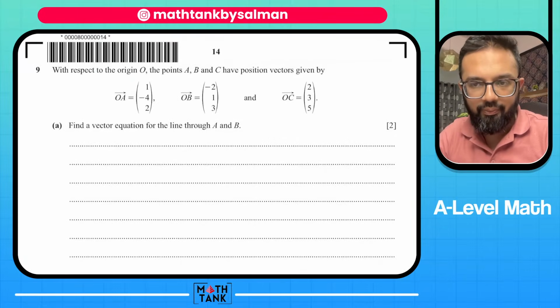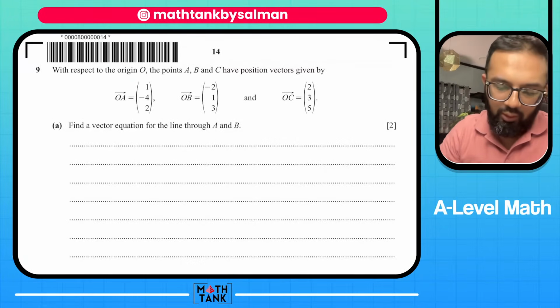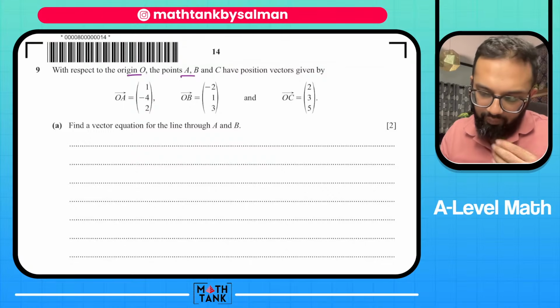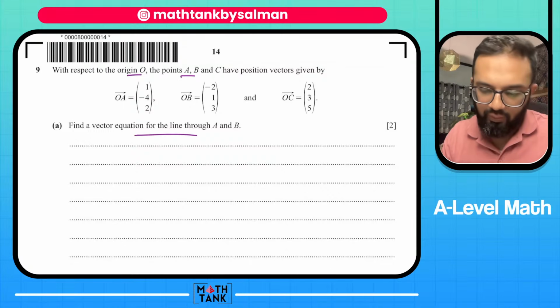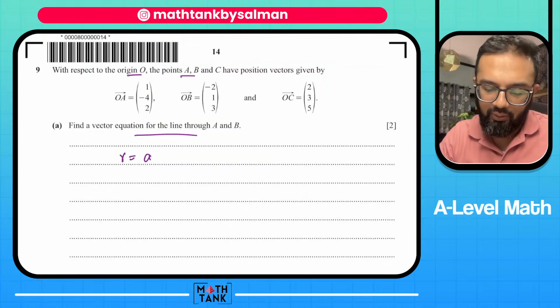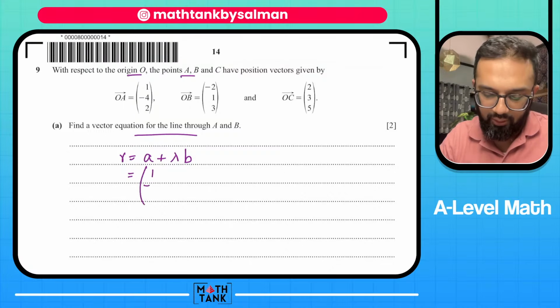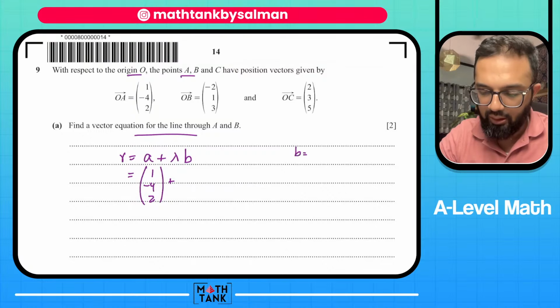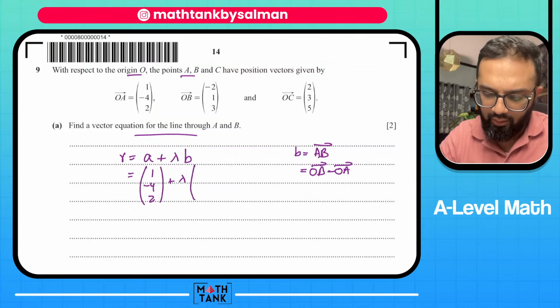Question number 9. With respect to the origin O, the points A, B, C have position vectors given. Find a vector equation for the line through AB. If you've done vector equation of a line, the formula is A plus lambda B. A can be any point, and the direction vector should be AB, which is OB minus OA. I'm going to write that directly: lambda times OB minus OA, which is minus 3, 5, and 1.